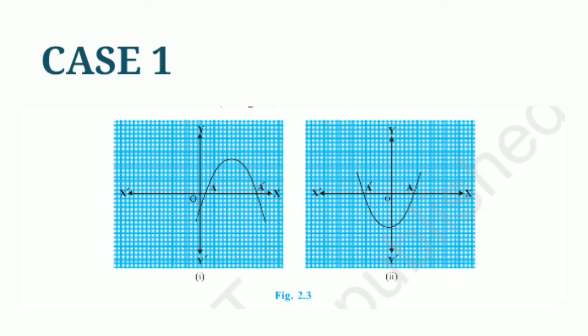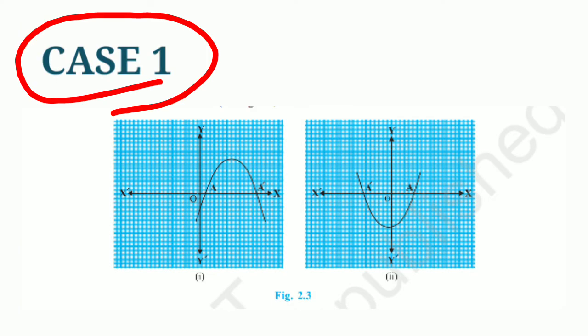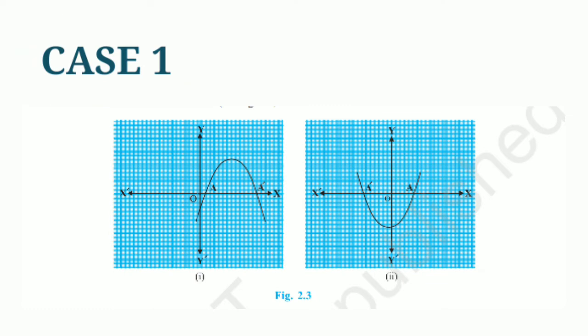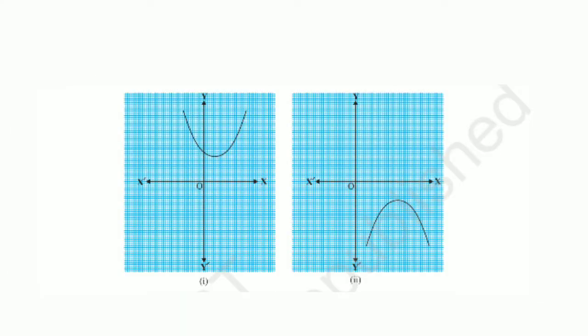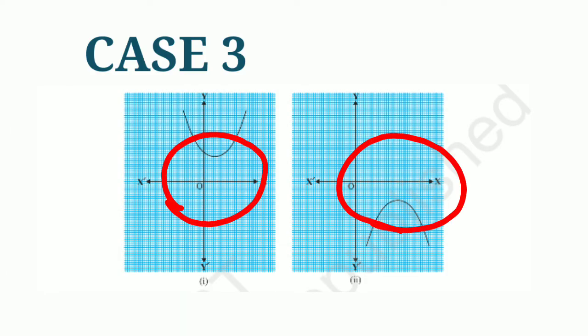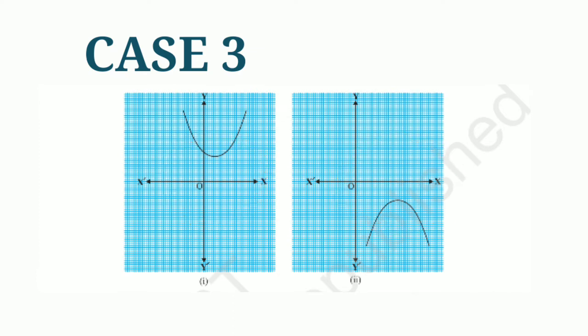Okay. In this way, we have three cases. Case number 1, the parabola touches the x-axis 2 times. So there exist two zeros in this graph. Case number 2, the graph touches the x-axis only one time, or at one point, that is 1 zero. Then the third case is the graph doesn't touch the x-axis, there is no zero.